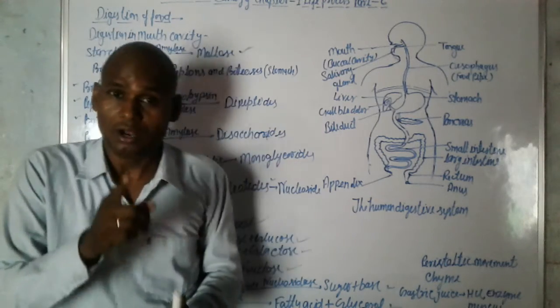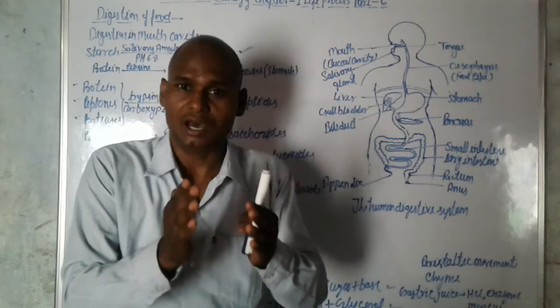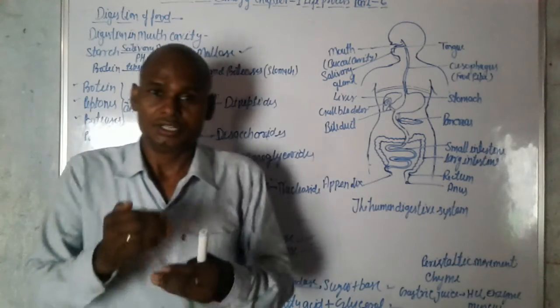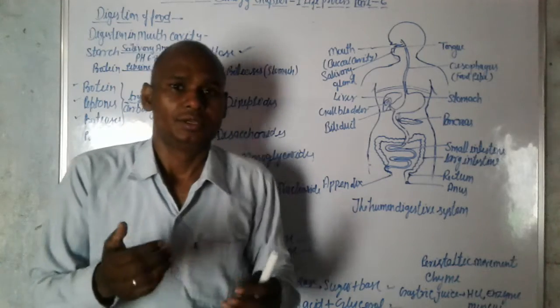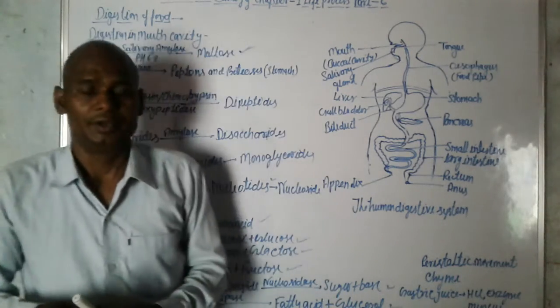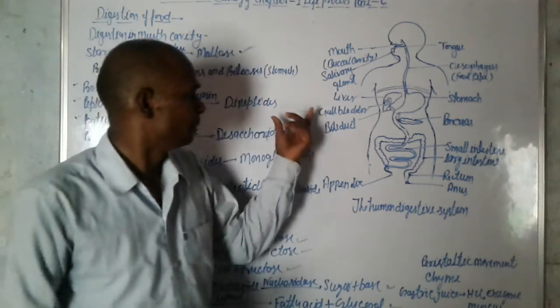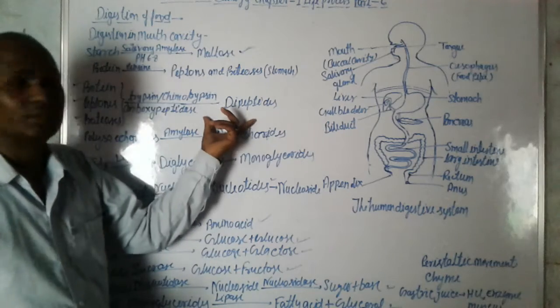And one more enzyme also occurs in the stomach. This is milk renin, and it reacts with milk protein.